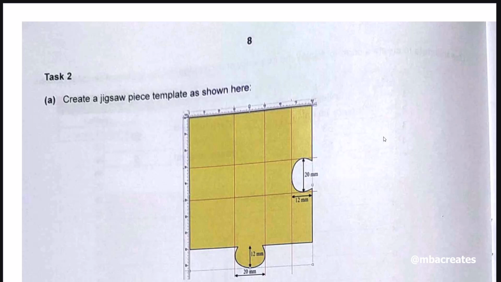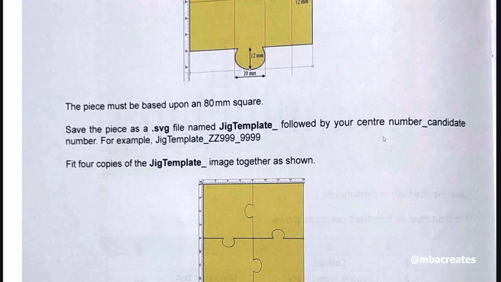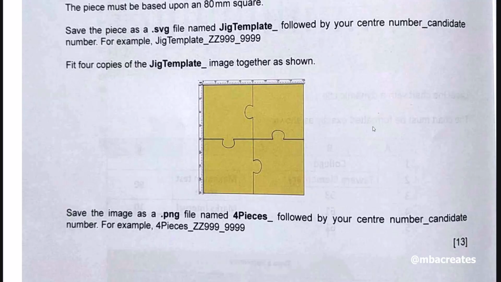Create a jigsaw piece template as shown here. The piece must be based upon an 80mm square. Save the piece as an SVG file named jigtemplate underscore followed by your center number underscore candidate number. Next, we have to fit 4 copies of the jigtemplate image together as shown. Save the image as a PNG file named 4 pieces followed by your center number underscore candidate number.